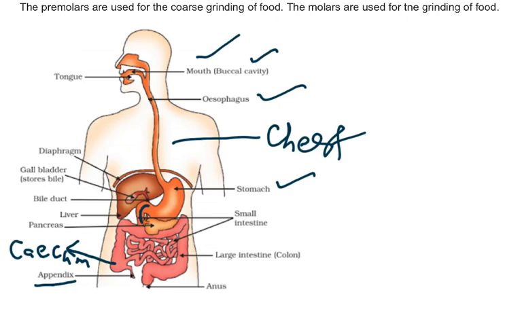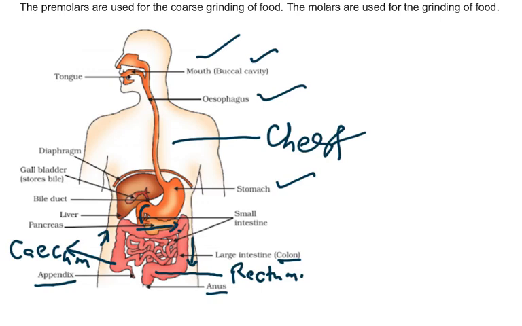Now, the large intestine has three regions. The one going up is known as the ascending colon, the one going from right to left is known as the transverse colon, and the one going downward is known as the descending colon. And then we have a part called the rectum, which stores undigested food temporarily. Followed by that, we have an opening called the anus.